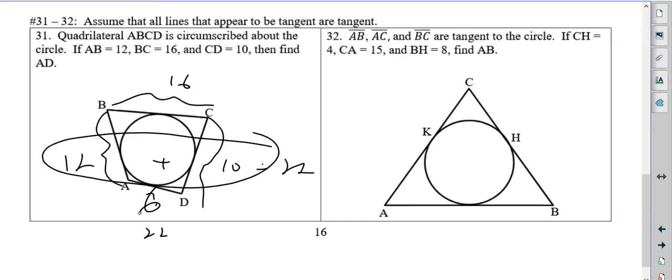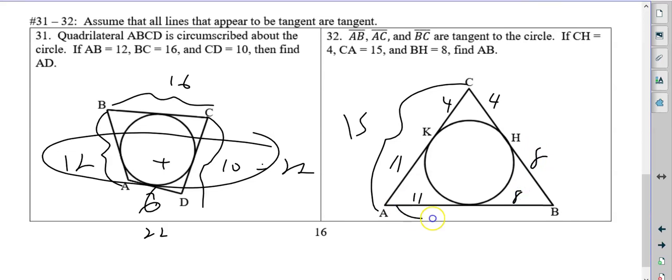All right, on 32. AB, AC, and BC are tangents. If CH is 4, so that's this right here, which makes this 4, because from a tangent, they're equal segments. It says CA is 15, which makes this 11, which makes this 11. And it says BH is 8, which makes this 8. Find AB. Well, that'd be 11 plus 8, which is 19.